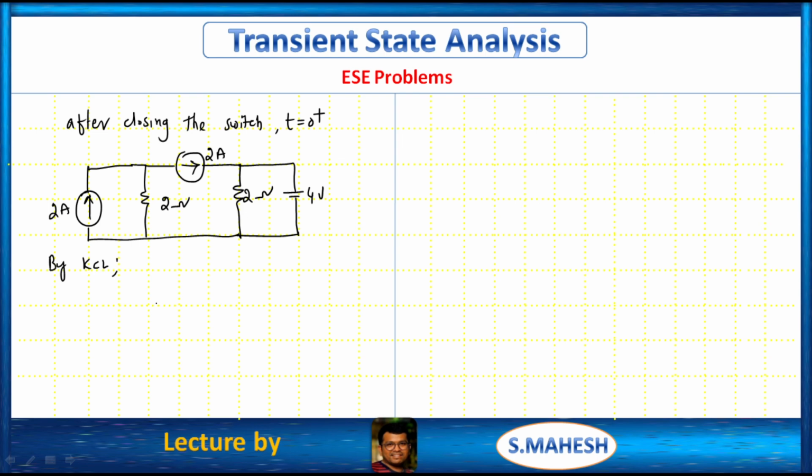By KCL, this minus 2 is entering. Let us say minus 2. This is 4 by 2 plus C into dV by dt, which is equal to 0. The current through this capacitor. Okay. 4 by 2.